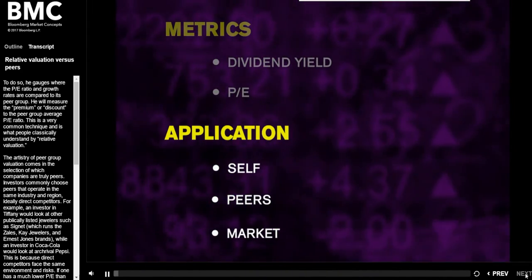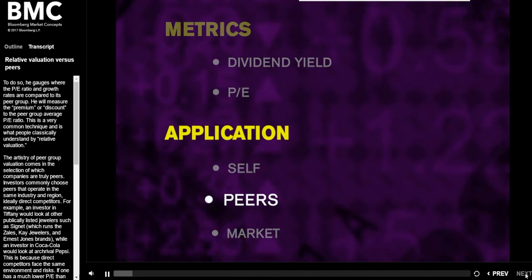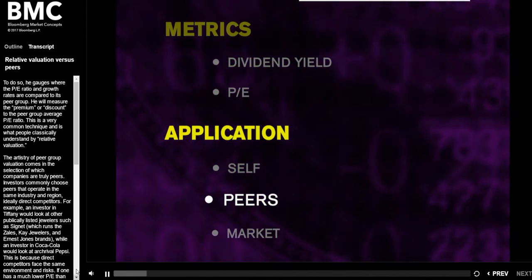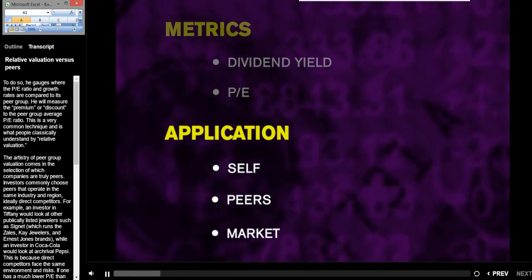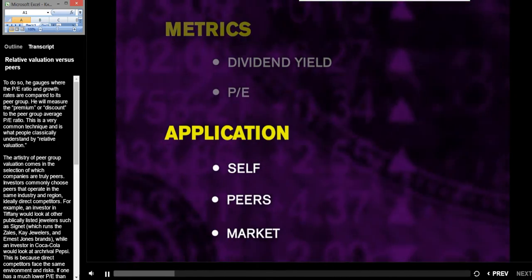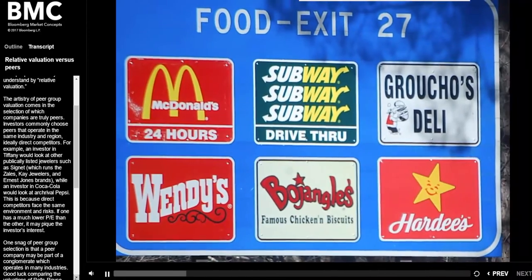To do so, he gauges where the PE ratio and growth rates are compared to its peer group. He will measure the premium or discount to the peer group average PE ratio. This is a very common technique and is what people classically understand by relative valuation. The artistry of peer group valuation comes in the selection of which companies are truly peers.